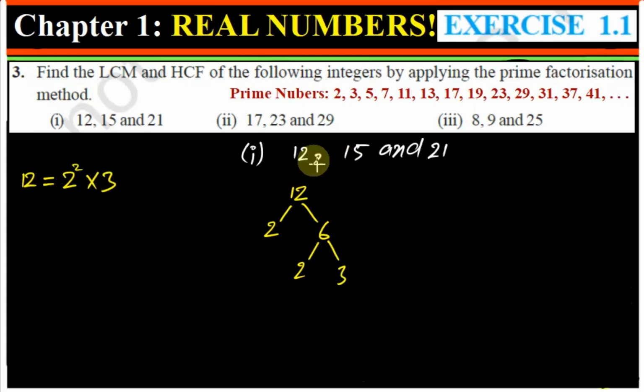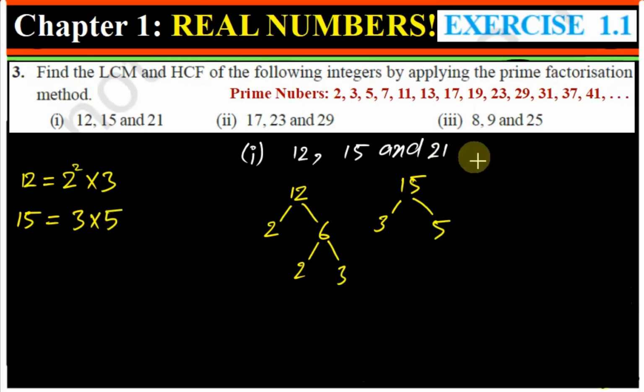Now let's do it for 15. 15 is an odd number, so we cannot divide it by 2. So we'll try the next prime number, that is 3. Let's divide it by 3. 3 fives are 15. So we got a prime number, so we have to stop here. This means 15 can be written as 3 into 5. So let's write it here: 15 is equal to 3 into 5.